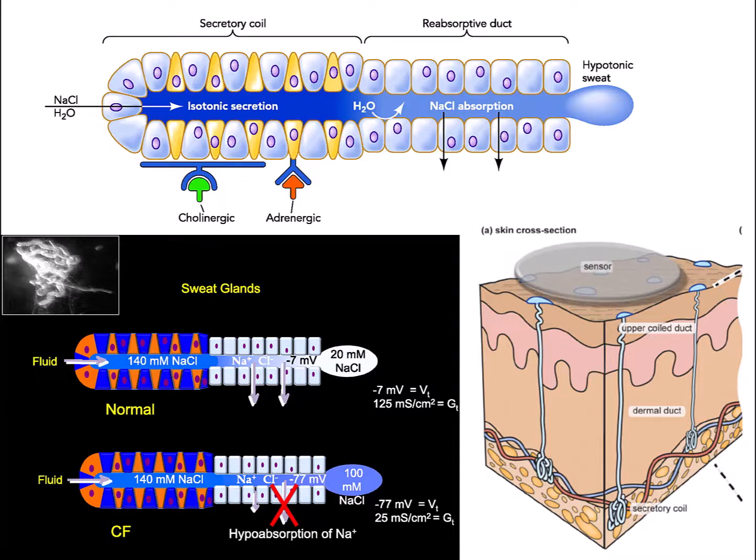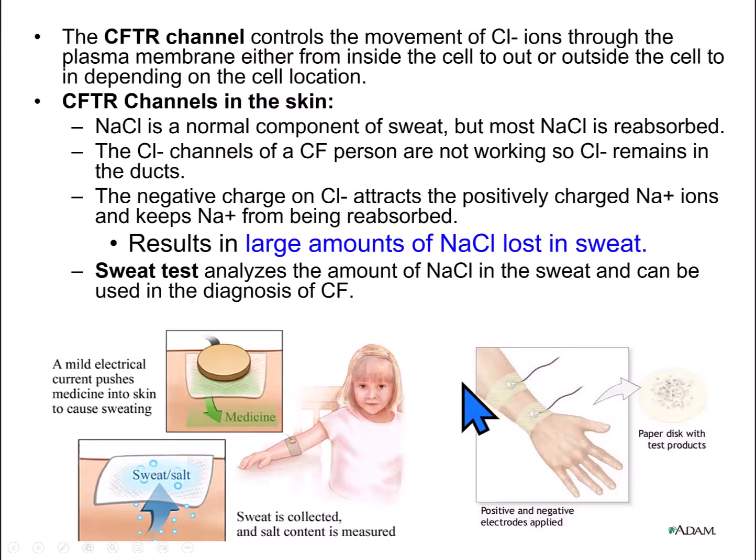So it just depends on where that channel is and its specific function on whether it's moving chloride in or out of the cell. In the case of the sweat glands, it was moving it back into the cell along those ducts. When you're looking at the CFTR channels in the skin, sodium chloride is a normal component of sweat, but most of the sodium chloride is reabsorbed.